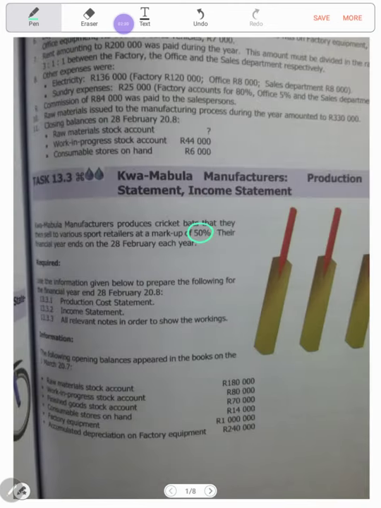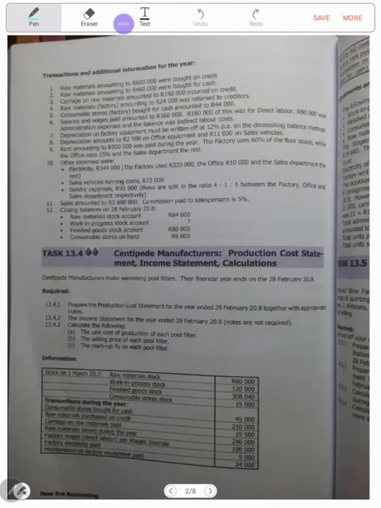So firstly, we had an opening stock, which is 180,000. And then we have number 1, raw materials amounting to 600 was bought on credit. Raw materials amounting to 460 were bought for cash. Carriage on raw materials amounted to 150 incurred on credit.